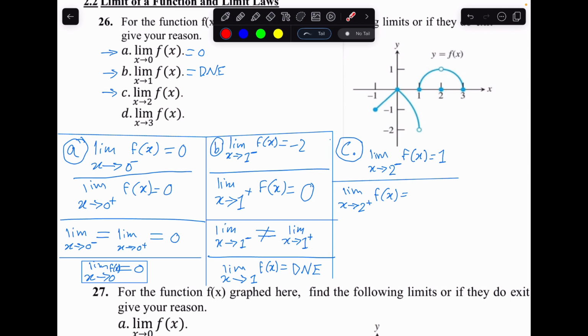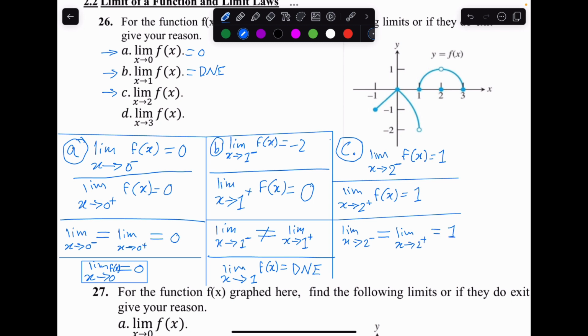Limit when x is approaching 2 from the right, f of x equals 1, y equal 1. So since the limit when x is approaching 2 from the left is equal to the limit when x is approaching 2 from the right, both equal to 1, we have that the limit when x is approaching 2 is equal to 1.